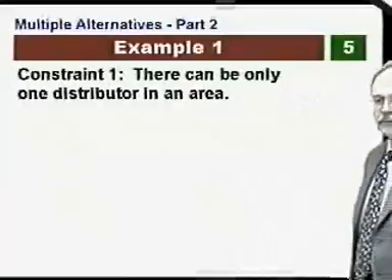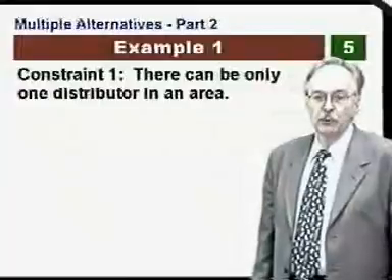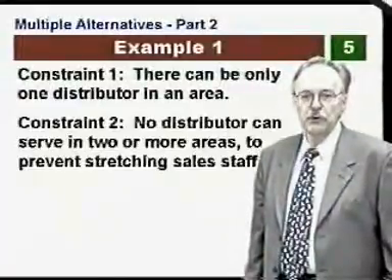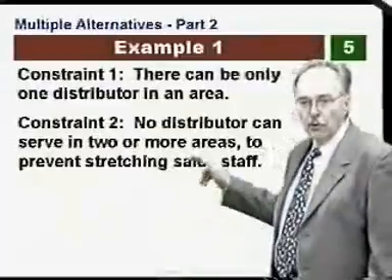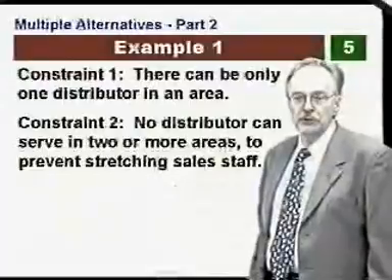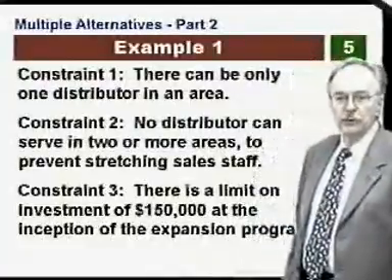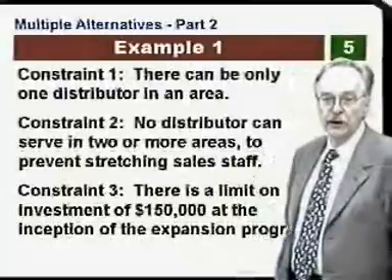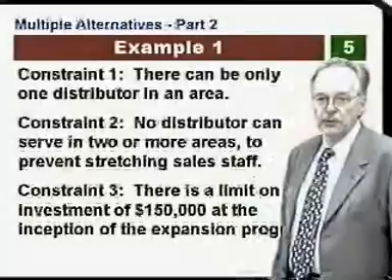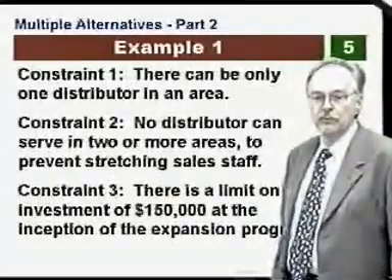Now, there are some constraints here. From a practical standpoint, if the distributors are small, then perhaps we want only one distributor in an area. We don't want to have competing distributors. And we don't want to have one distributor serving two or more areas. That would be stretching the sales staff. And, of course, there's a budget limit. In this example, the limit is $150,000 at the inception of the expansion program. So these are the three constraints that we're going to apply to this particular example.